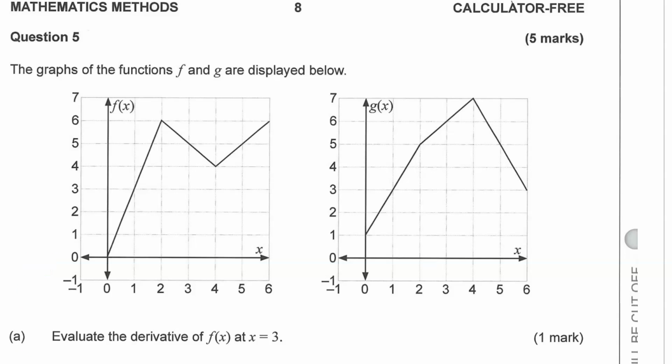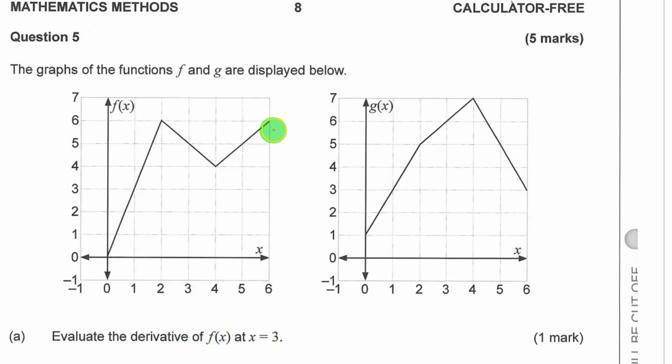So question 5, quite a nice little question here, although I suspect that students might not have liked it quite as much as they should. Anyway, we've got a couple of graphs of f and g, and the first question, A, is to evaluate the derivative of f of x at x equals 3.